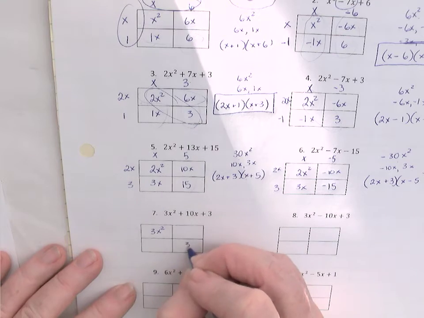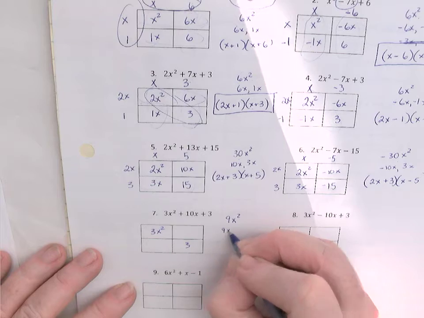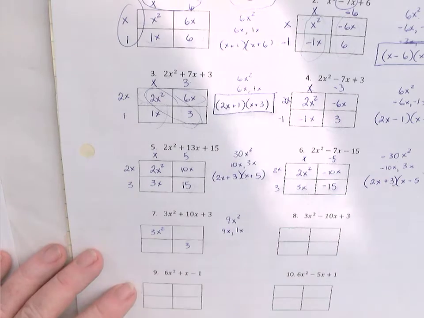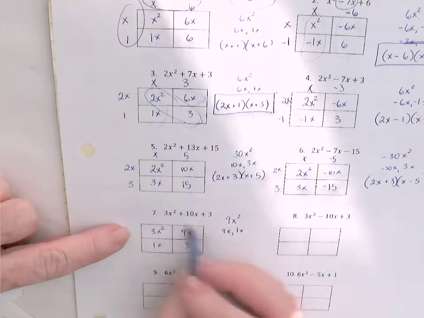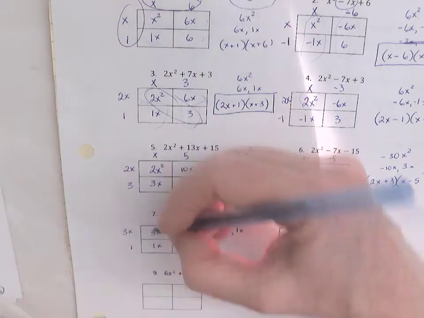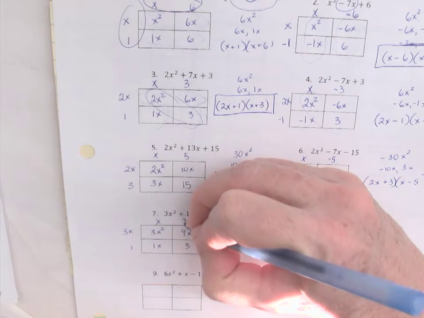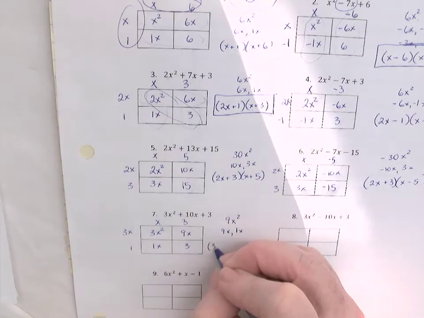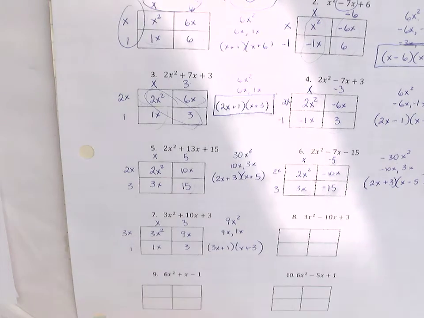For number 7, same thing. 3x squared, 3. The product is 9x squared. And I can think of that as 9x and 1x will give me the 10x. 9x, 1x. Stand right here, pull out a 3x. Stand right here, pull out a 1. Stand up here, pull out an x. Stand up here, pull out a 3. So we have 3x plus 1 and x plus 3 as our factors.